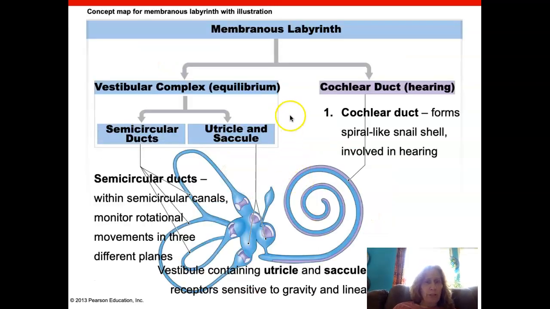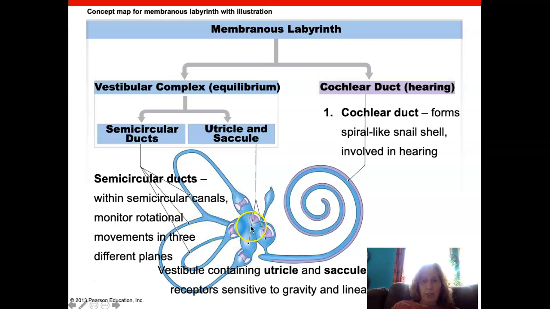So if you take away that bony labyrinth, you're going to have this membranous labyrinth underneath. Again, the cochlea here is for hearing. Now inside, this is membranous, so it's the cochlear duct. Over here on the other side are the semicircular ducts, and these are within the semicircular canals, and these monitor rotation in 3 different planes, like the mathematics graph, X, Y, and Z, those coordinates.